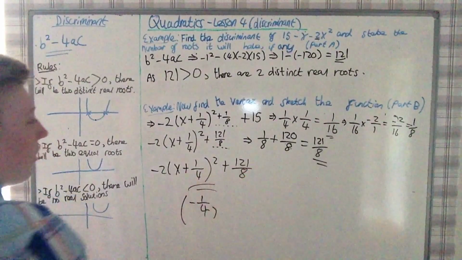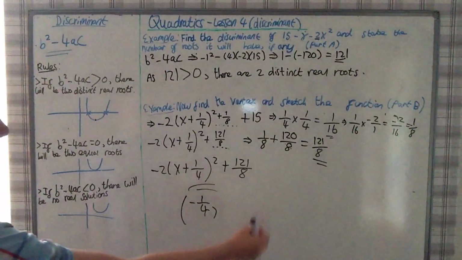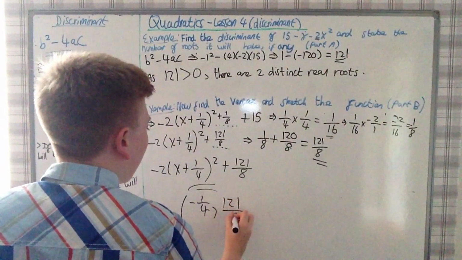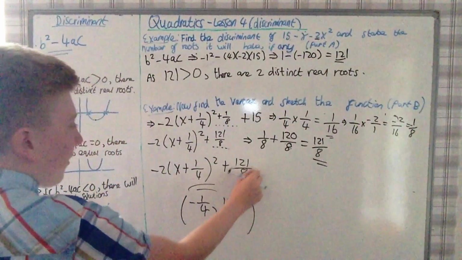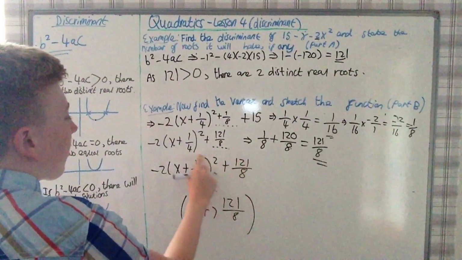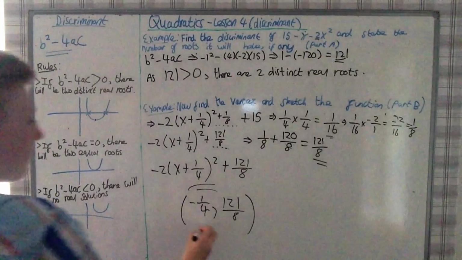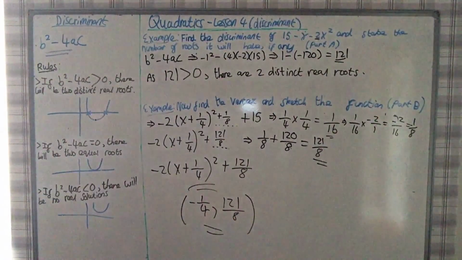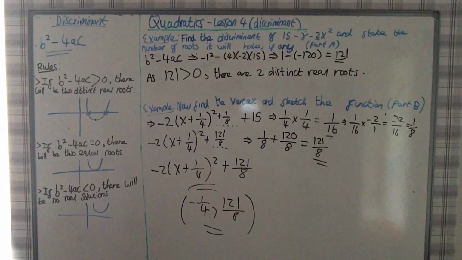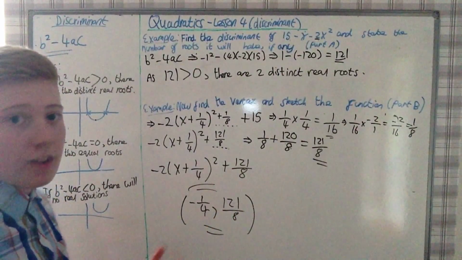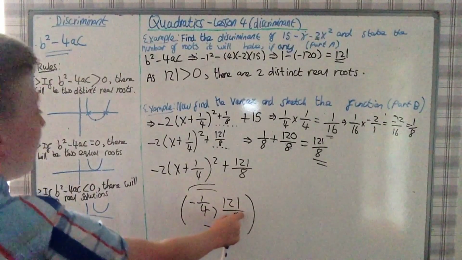And then the y-coordinate of our vertex, in this case a maximum point, is the value outside the bracket. And this just stays the same. This remains positive. The sign here does not change, however the sign inside the bracket for the x value will change. So that's very important you remember that. That is the vertex of the curve. And this value here is 15.125, but we'll leave it in this form. Once again, it's a Core 1 exam, you won't be expected to be able to turn this into a decimal.